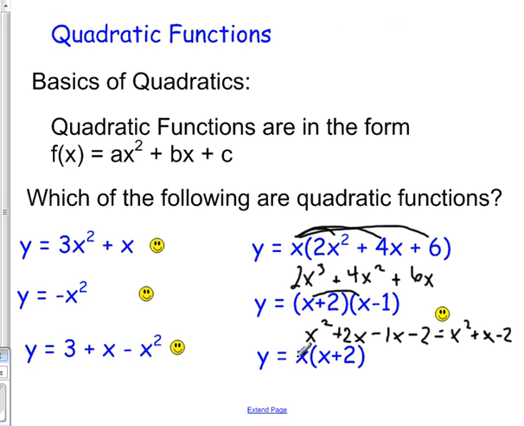And then the last one, if we distribute that x, we get x squared plus 2x, so that is quadratic also. So the only one here that wasn't quadratic was this one, and although it looked like it at first, if you distribute that x, it's not quadratic.